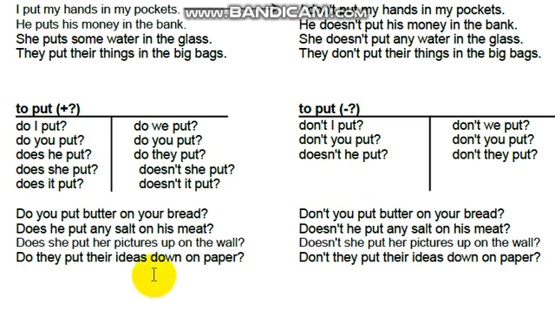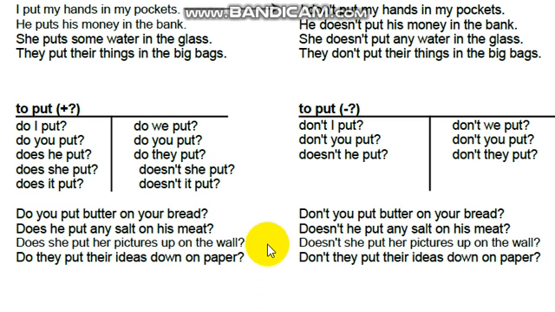So if we look at it, do you put butter on your bread? Don't you put butter on your bread? Does he put any salt on his meat? Doesn't he put any salt on his meat?